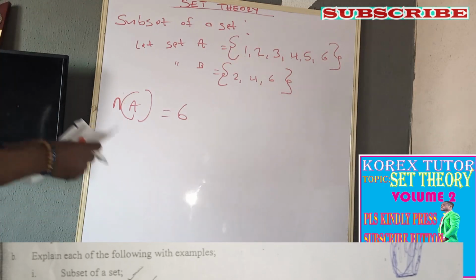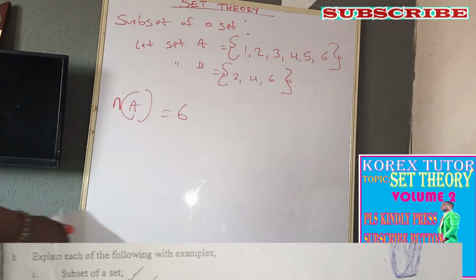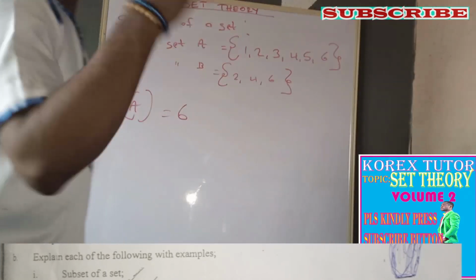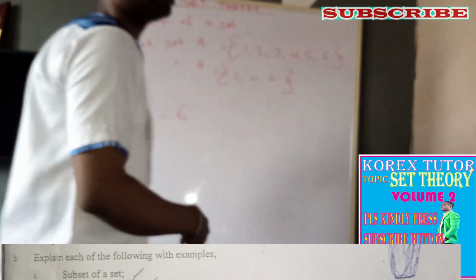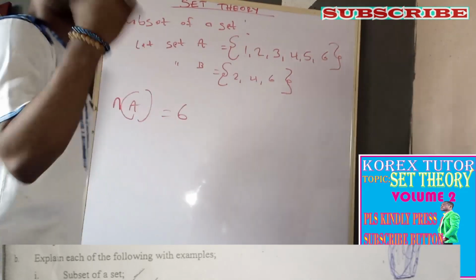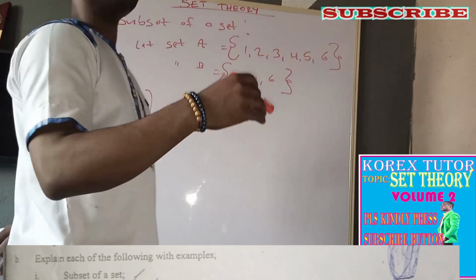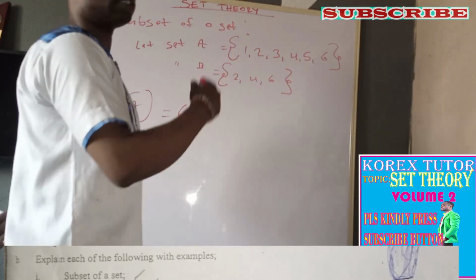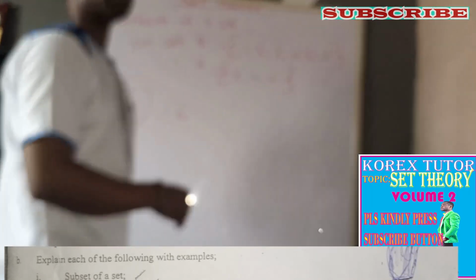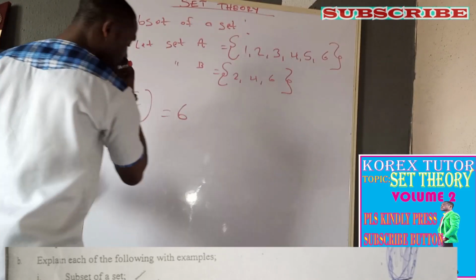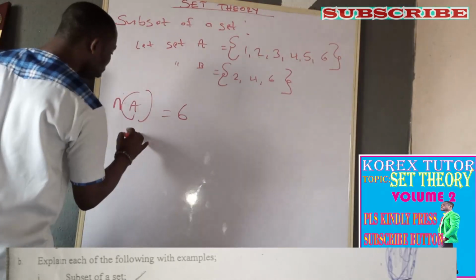Then we have the power set. When they say power of a set, it simply means a set that contains all the subsets that can be found in a given set, including the null set as part of its subsets. So let me just try to explain that with an example.